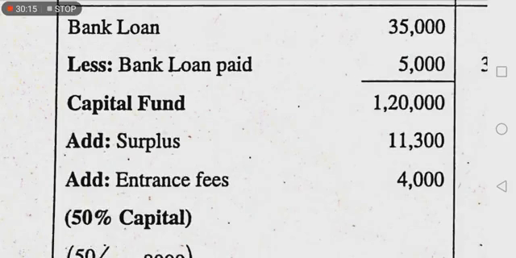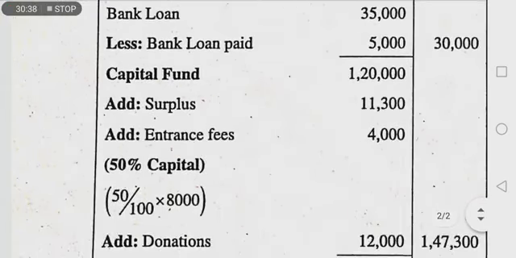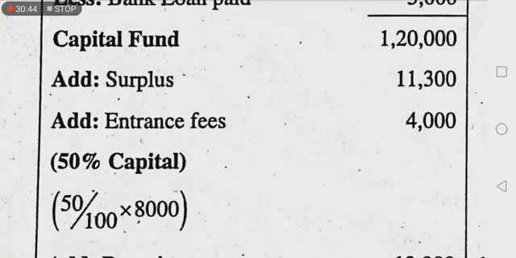Later we have to add the surplus. It is nothing but the difference balance we have got in the receipts and payment account. Whatever the difference balance we get under the receipts and payment account, it may be surplus or deficit. If it is surplus, then we have to add it. If it is deficit, then we have to deduct it from the capital fund. And later they have added the entrance fees in the adjustment. I think you remember, while preparing the income and expenditure account, we wrote 50% of the entrance fees in the payment side. The remaining amount should be added here.